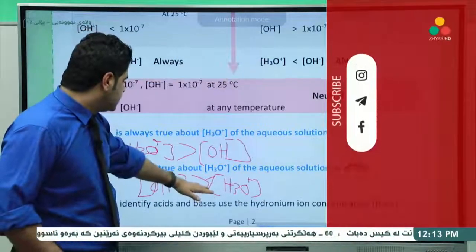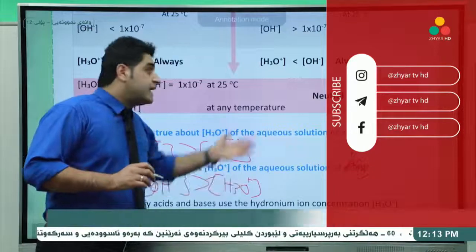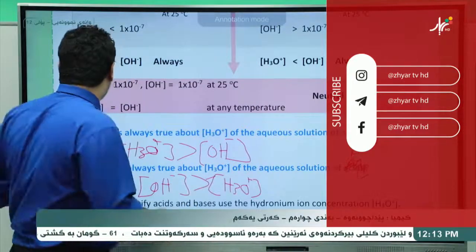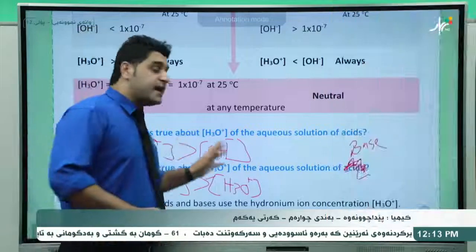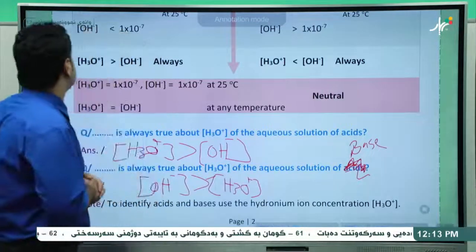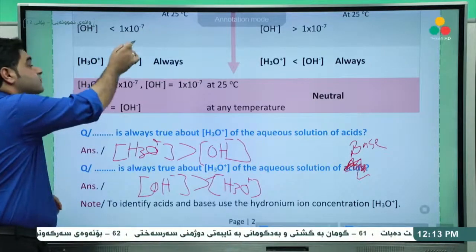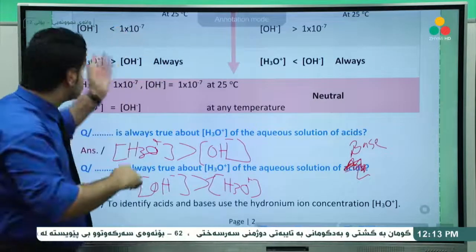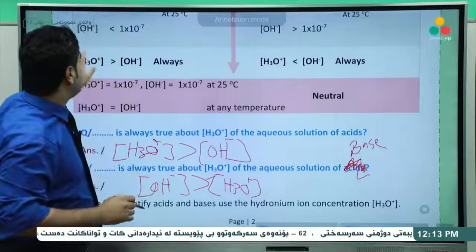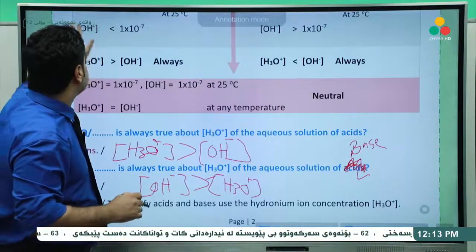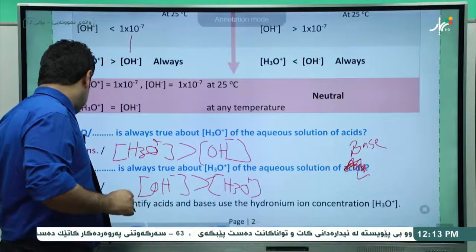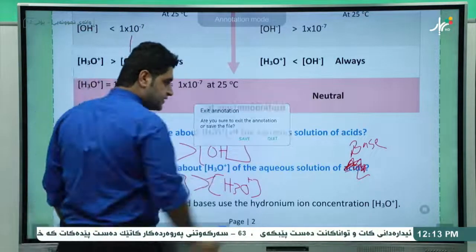But what are you going to say if the question is just like that? It's true about the aqueous solution of acids at 25 Celsius degree. Okay, at 25 Celsius degree, OH is smaller than 1 times 10 to the negative 7, H3O is bigger than 1 times 10 to the negative 7. And even though it's always true, okay? So it relates to the 25 Celsius degree, 1 times 10 to the negative 7.